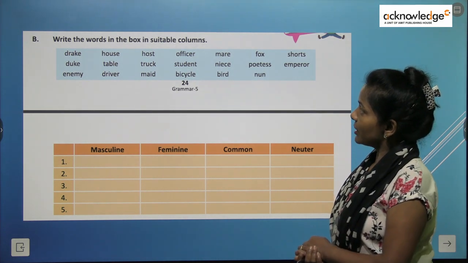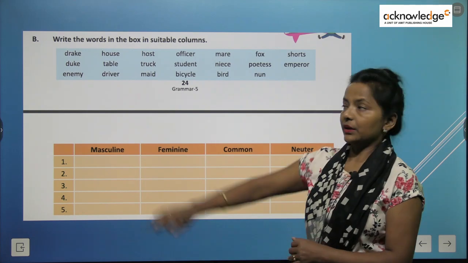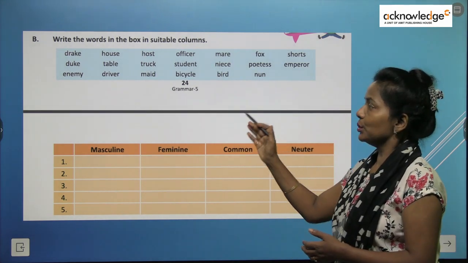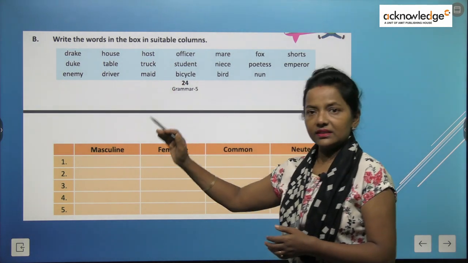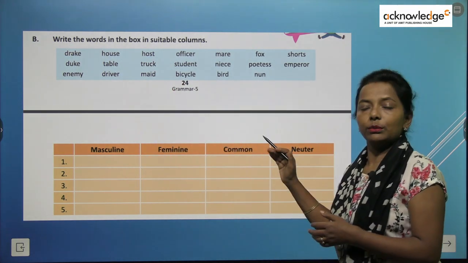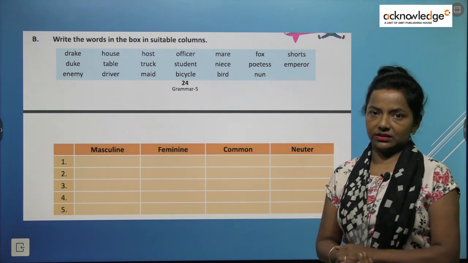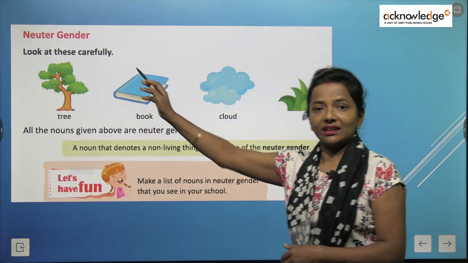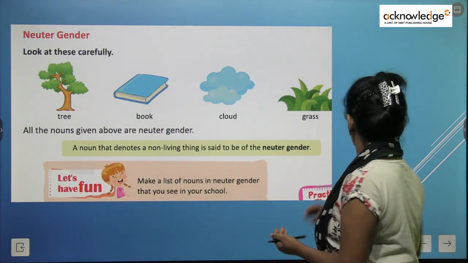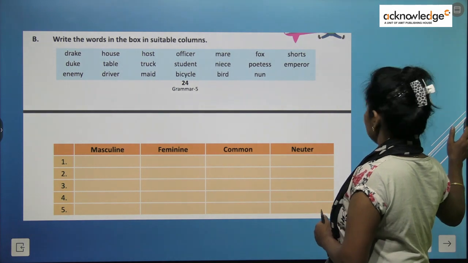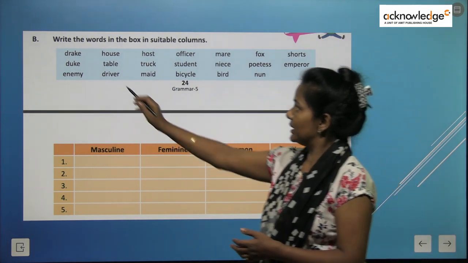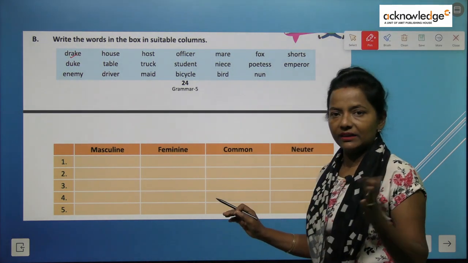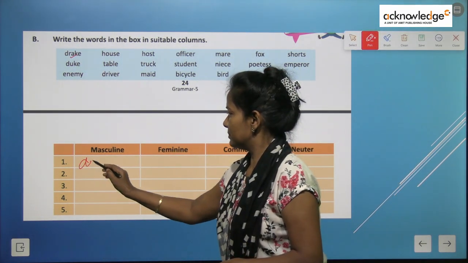Write the words in the box in suitable columns. Here are few words given in the box. What you have to do, you have to tell which is masculine, which is feminine, which is common and which is neuter. Okay children, so let's start with it. Drake. Drake is masculine gender. So yes, Drake comes under masculine. So we'll write this Drake. We'll just put a tick here so that we know we have done this. Drake is masculine.